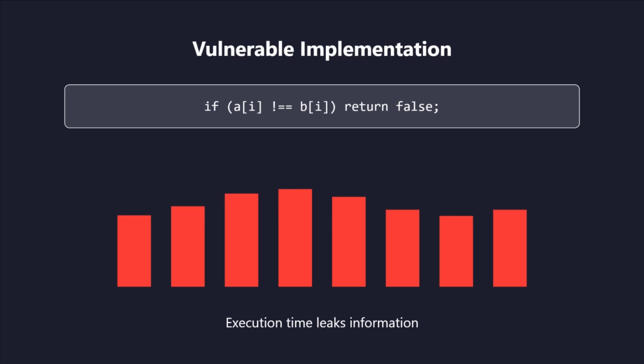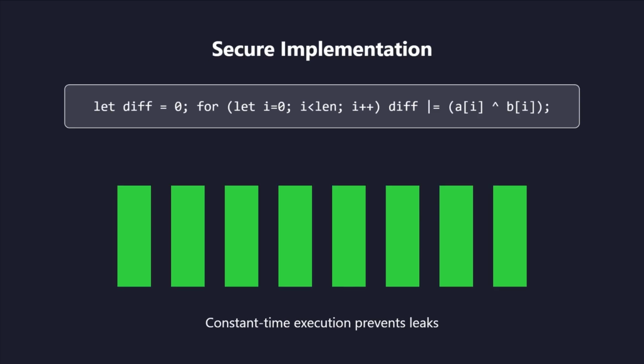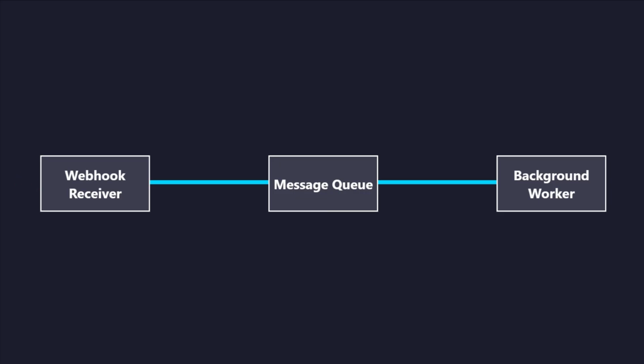Use a constant-time string comparison function to validate the signature. This prevents timing attacks, where an attacker deduces the correct signature by measuring how long your server takes to reject an invalid request. Webhooks should trigger background jobs rather than executing complex logic inline.